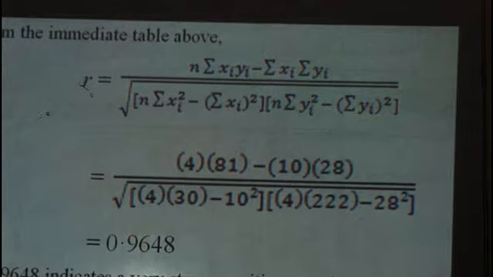And for that matter, it is interpreted that 0.9648 indicates a very strong positive correlation between the amount of fertilizer applied on the land and the yield of maize in kilograms obtained. Hence, what it means is that the larger the amount of fertilizer applied on the farm, the larger the yield of maize you will harvest.